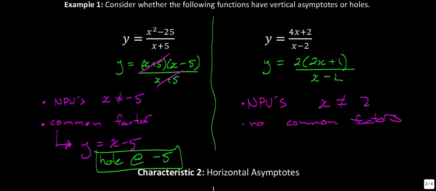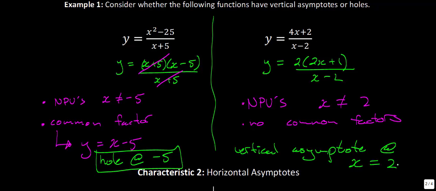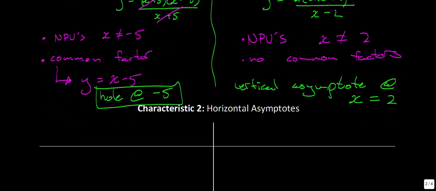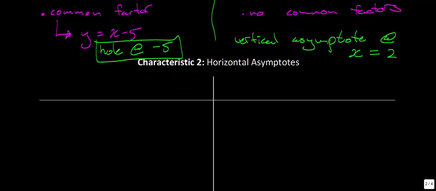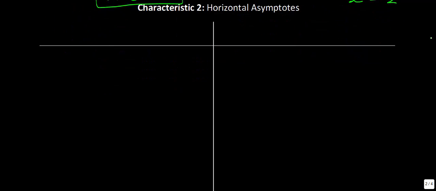So we know that in this case, there's going to be a vertical asymptote at x is equal to 2. Okay, so that concludes looking at our first characteristics. That was focusing on vertical asymptotes and any holes that you might see. Okay, characteristic number 2 is dealing with horizontal asymptotes.